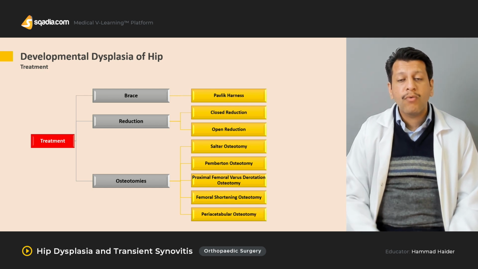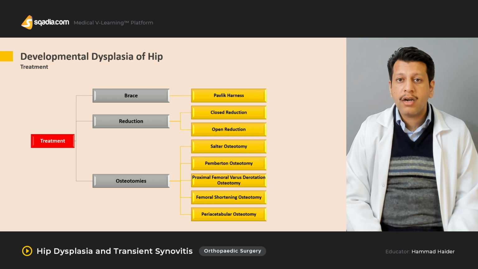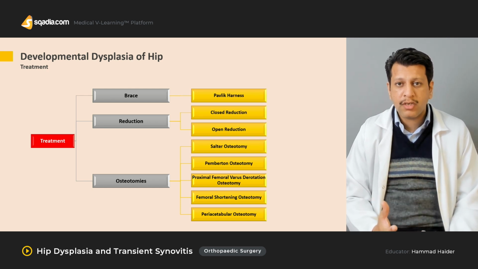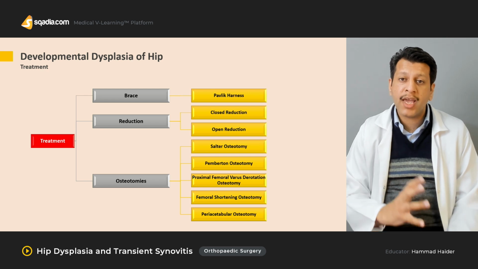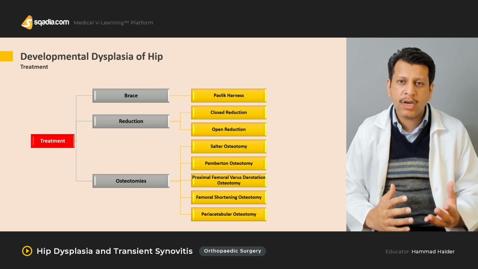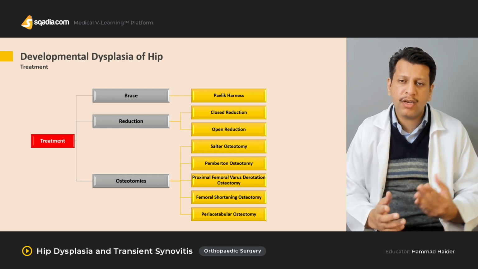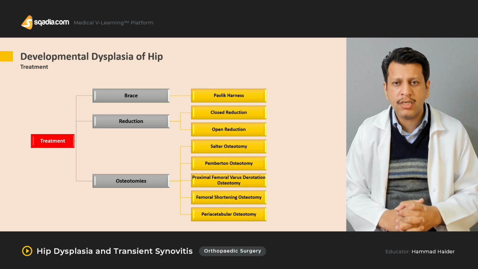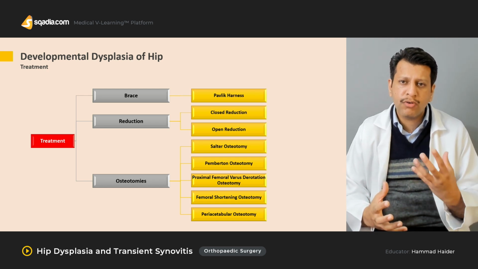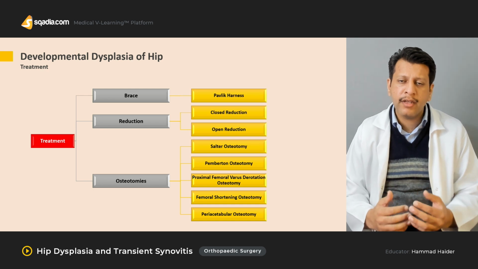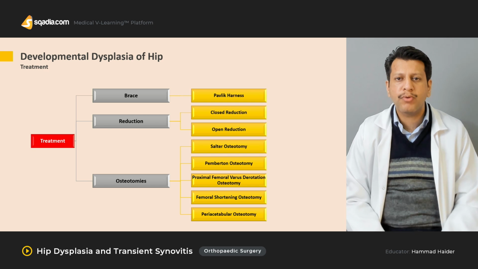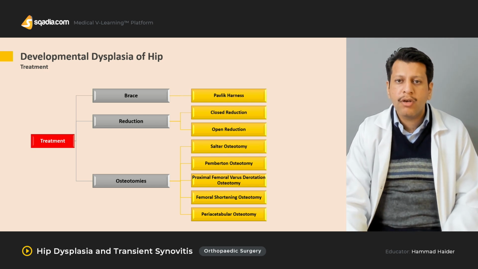Another option, once the triradiate cartilage closes, as a reconstructive option of the acetabulum is the periacetabular Ganz osteotomy. This can usually be done if the child is of adolescent age. Let's say the child is 13 to 14 years old, the triradiate cartilage is closed, but you can still salvage the head and want to go for some form of reconstructive procedure, then the ideal option would be the periacetabular Ganz osteotomy.